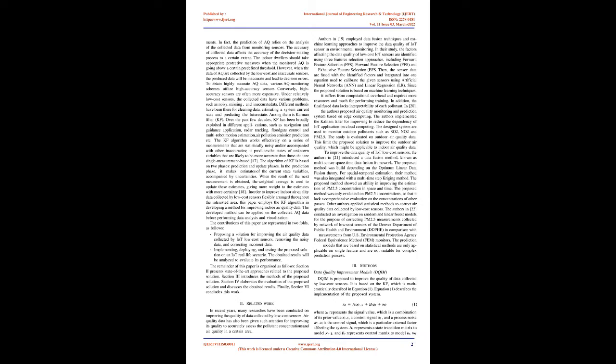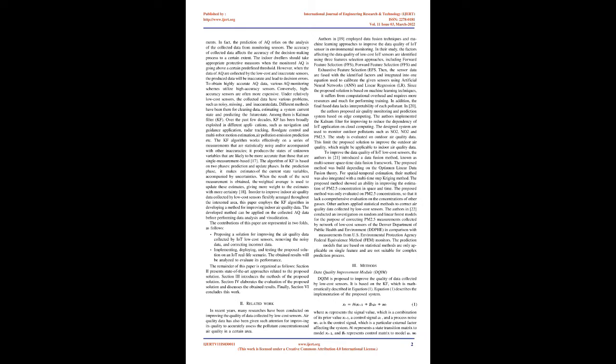Over the past few decades, KF has been broadly exploited in different applications, such as navigation and guidance application, radar tracking, floodgate control and multi-robot motion estimation, air pollution emission prediction, etc. The KF algorithm works effectively on a series of measurements that are statistically noisy and or accompanied with other inaccuracies. It produces the states of unknown variables that are likely to be more accurate than those that are single measurement based.